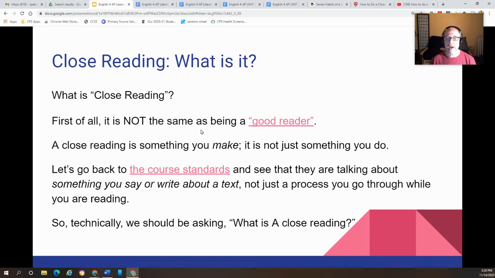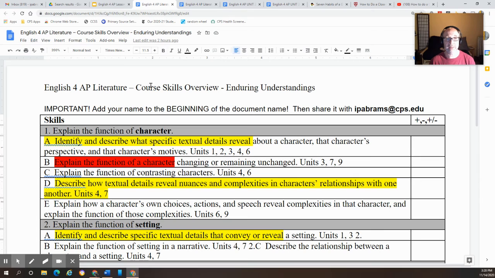So that's not close reading. A close reading is something you make. It is not just something you do over and over as you read. So if we go back to the course standards, we'll see that they are talking about a writing task, which measures your reading or in which you use your reading skill. So identify and describe is the writing task. What specific textual details reveal about a character, that's the reading task. And so it's a writing task through which you clarify your reading.